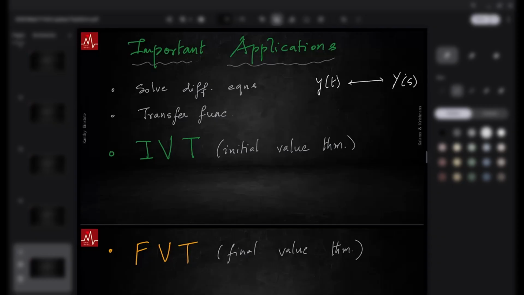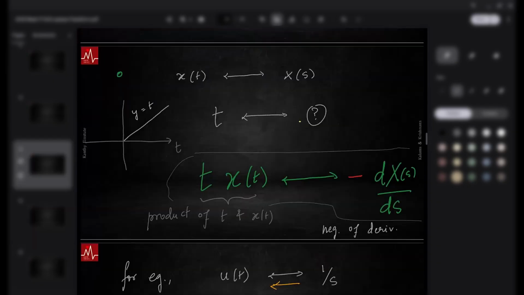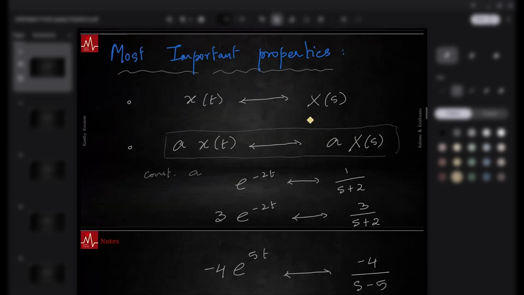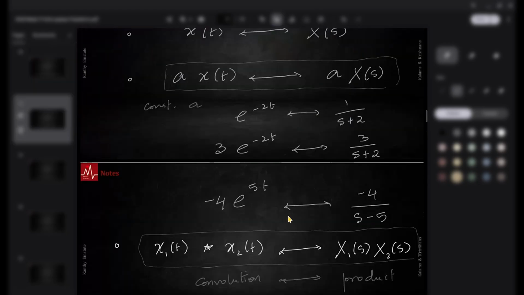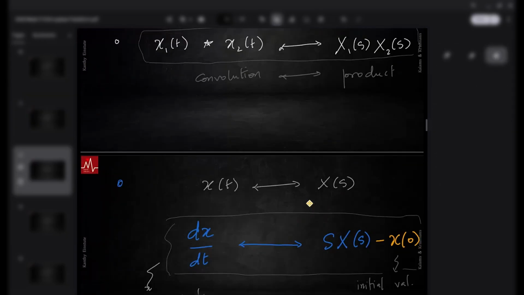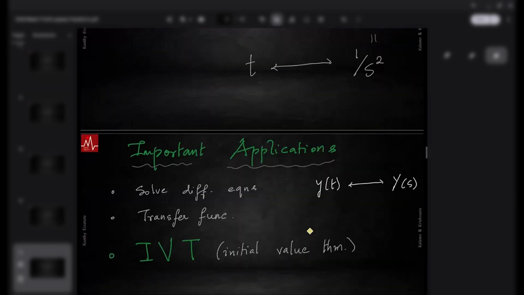Notice that for simple functions like this, you can go this way. For 1 over s square, now we can say this is t. For 1 over s, this is u of t, right? Now for the given minus 4 by s minus 5, you can say this is minus 4 e power 5t. So those yellow arrows you can quickly say. But what if this yellow arrow is very hard?